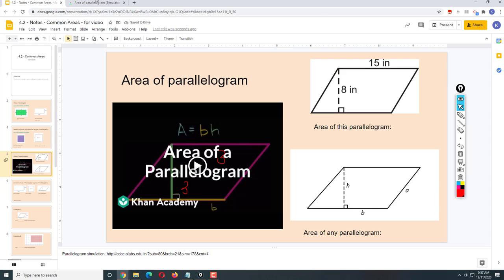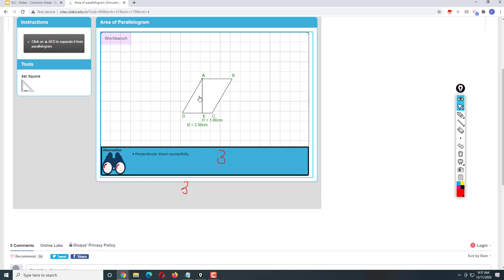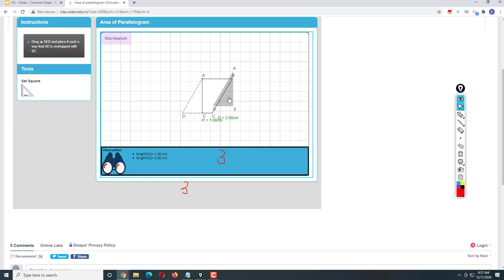With parallelograms, here we have a parallelogram. What happens if I draw a line right here? When I do that, I can cut off a triangle and move it over here. Notice that this parallelogram has the same area as this rectangle.